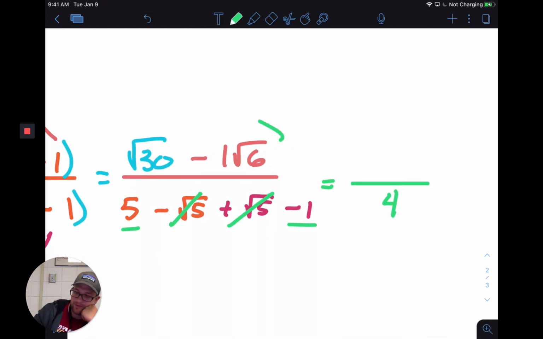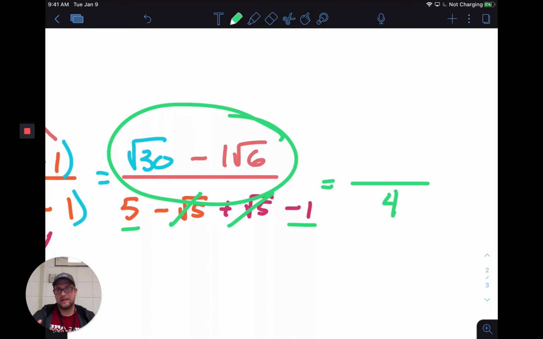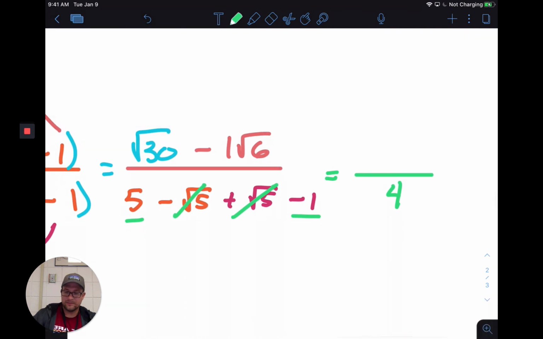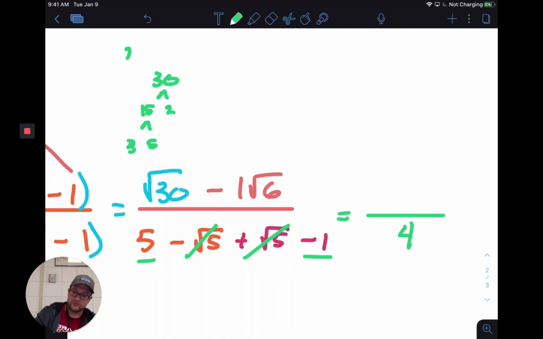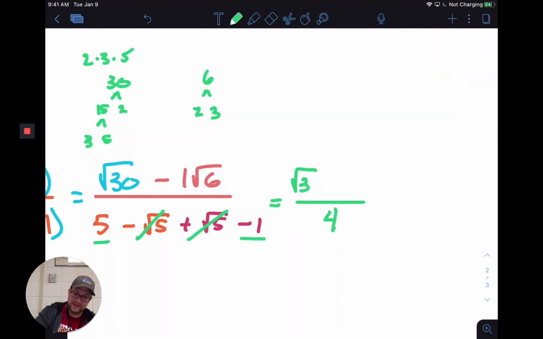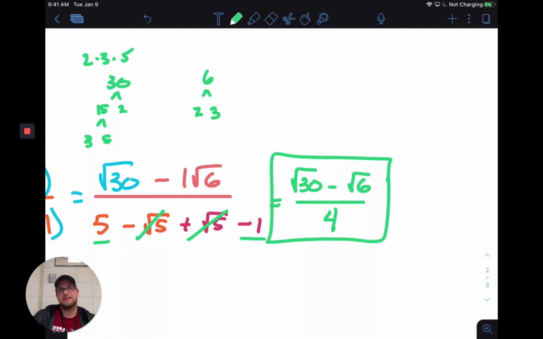Up top, these two are not like radicals, so we can't just put them together. But we might be able to simplify them at this point. So let's break down 30 for a second. 30 is just 15 and 2, and 15 is 3 and 5. And we're at our prime factorization, so it's really 2 times 3 times 5. Notice how we don't have any pairs. That can't get any simpler. 6 is really just 2 times 3. Again, no pairs. That cannot get any simpler. So in fact, although it looks like it maybe could go a little bit further, this is actually as good as it gets.